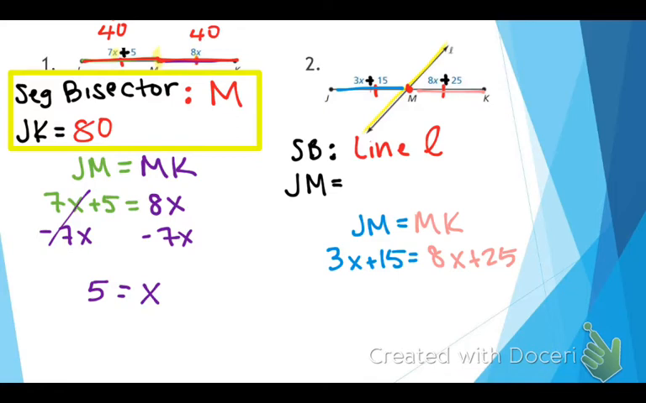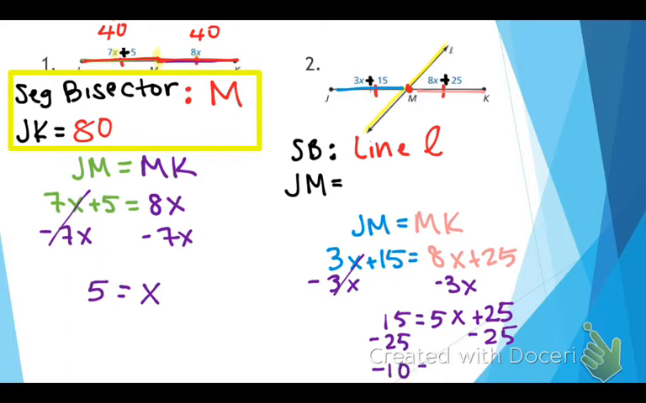We always move the smaller x, so what is the smaller x here? 3x. So how do I move it across the equal sign? Subtract it, good. So 15 equals 5x plus 25. What's my next step? Subtract 25. 15 minus 25 is? Negative 10. And on the right side, all I have is 5x.